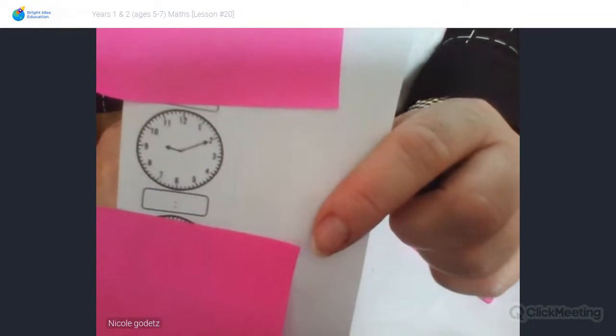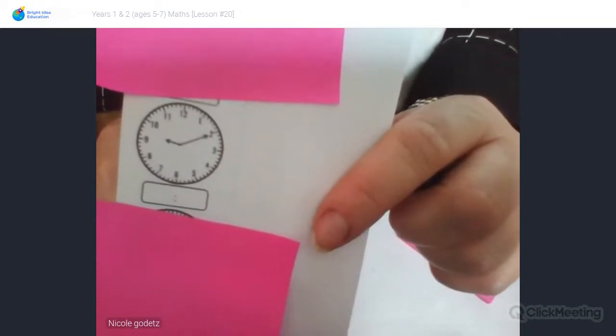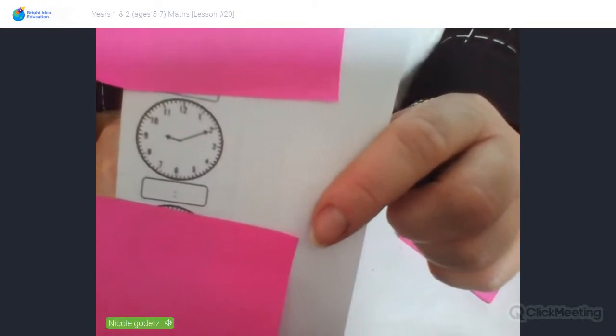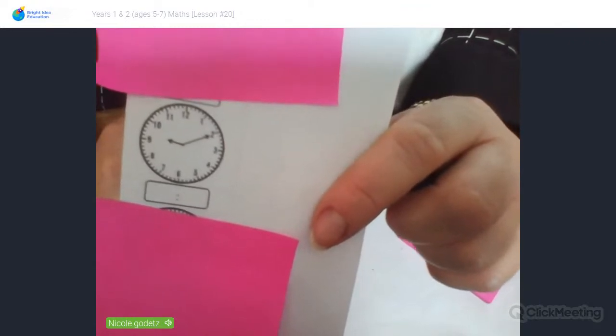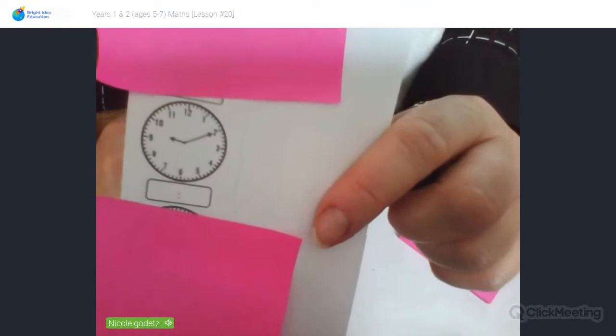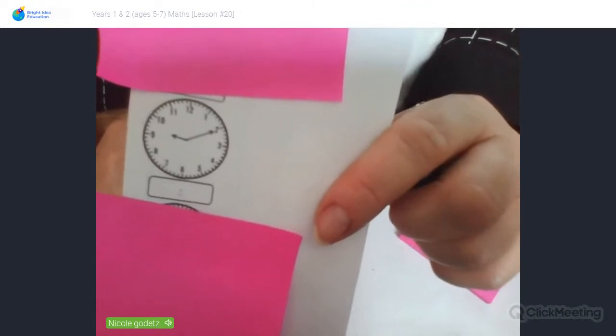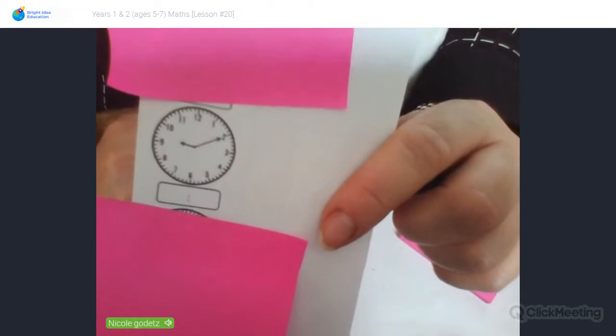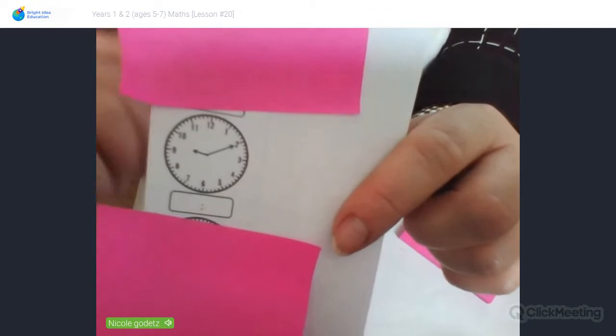Okay, so remember the hour comes first. So when we look at the hour, we can see what hour that hour hand is pointing between. It hasn't got to the 10 yet, so it cannot be 10 hours plus some minutes because it hasn't got there yet. So it must be the hour before. So it's 9 hours and how many minutes have gone past?